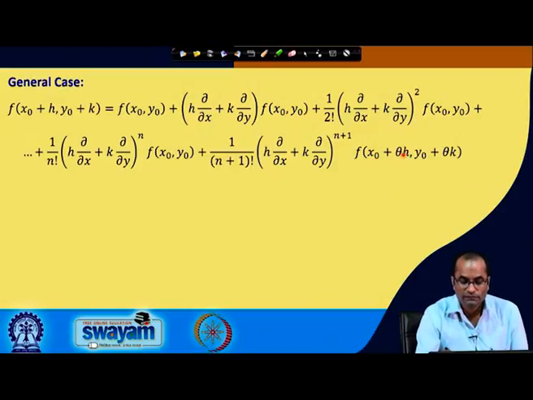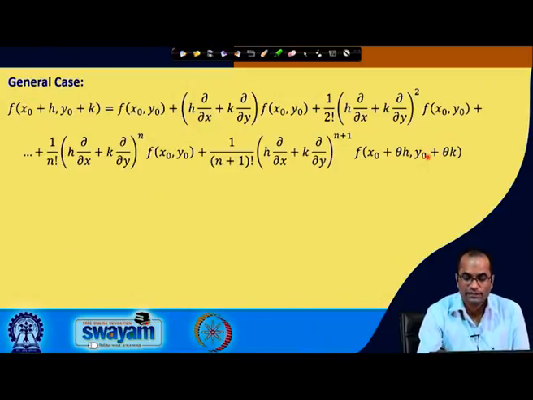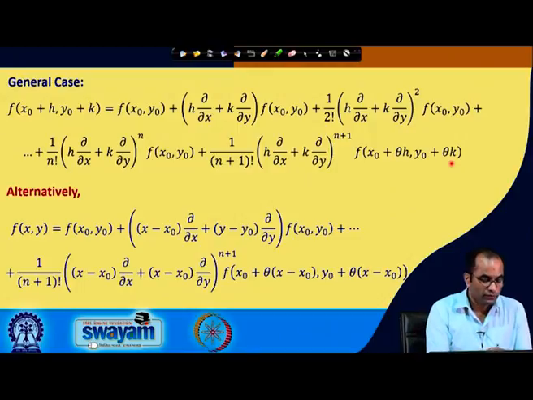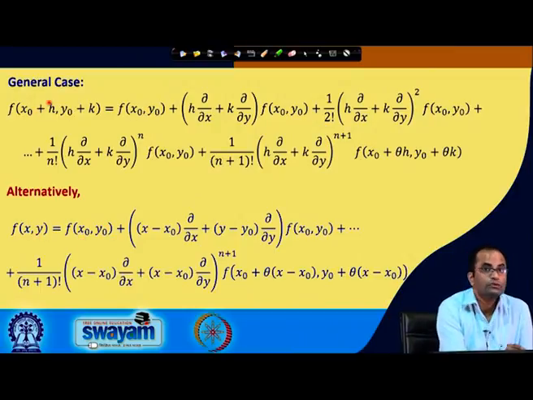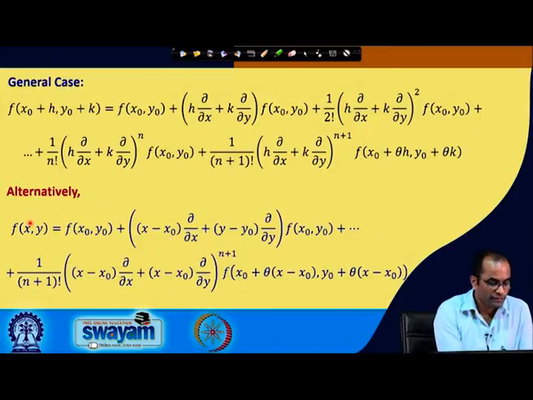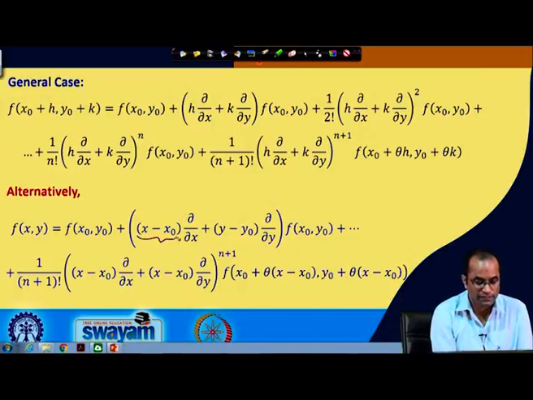So the argument here varies from x0 to x0 plus h, and here also it varies from y0 to y0 plus k, when theta varies from 0 to 1. Alternatively, we can also write this expression for f(x, y) in terms of f(x0, y0). The only difference is that here it was x0 plus h, and now we have the point (x, y). So h was nothing but the difference between x0 plus h and x0. Here also h will become the difference of x and x0, that means x minus x0.